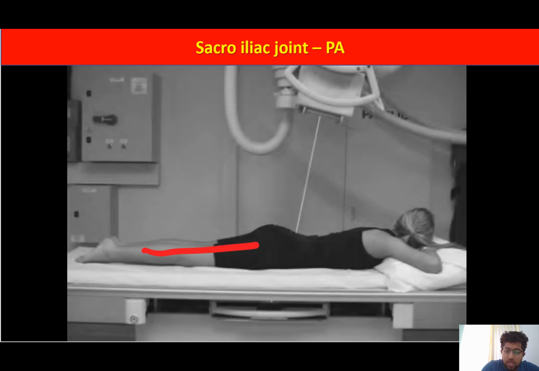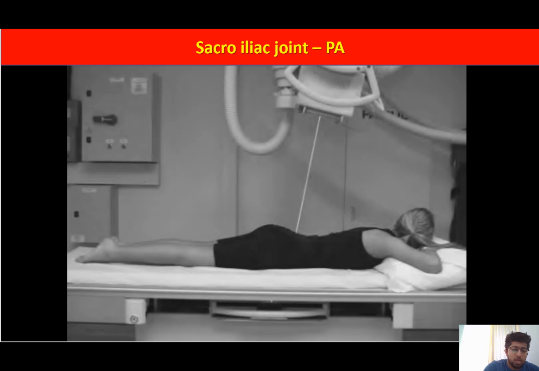The PA view is done with the patient lying in prone position, and a cassette or detector is kept below the patient. The X-ray is centered at a midpoint between the posterior superior iliac spines, and it is usually angulated 5 to 15 degrees caudally, depending on the angulation of the pelvis. In females, the angulation of the pelvis is more, so we give more caudal angulation.